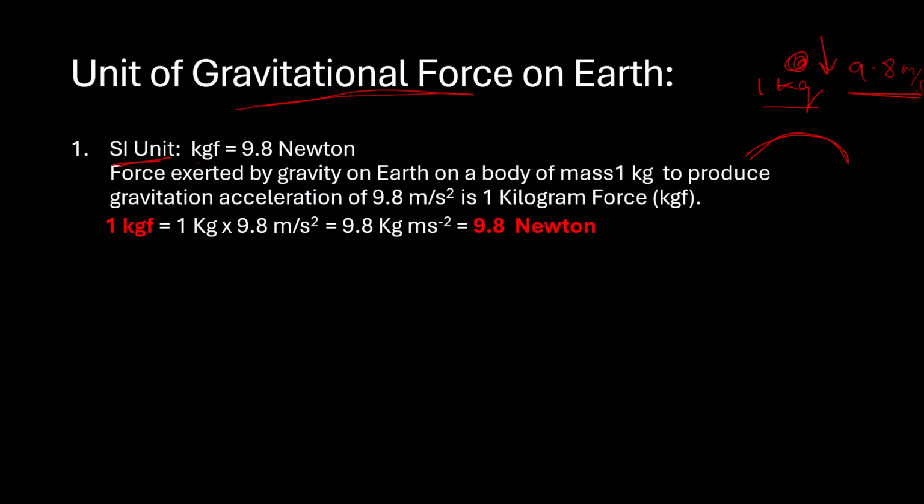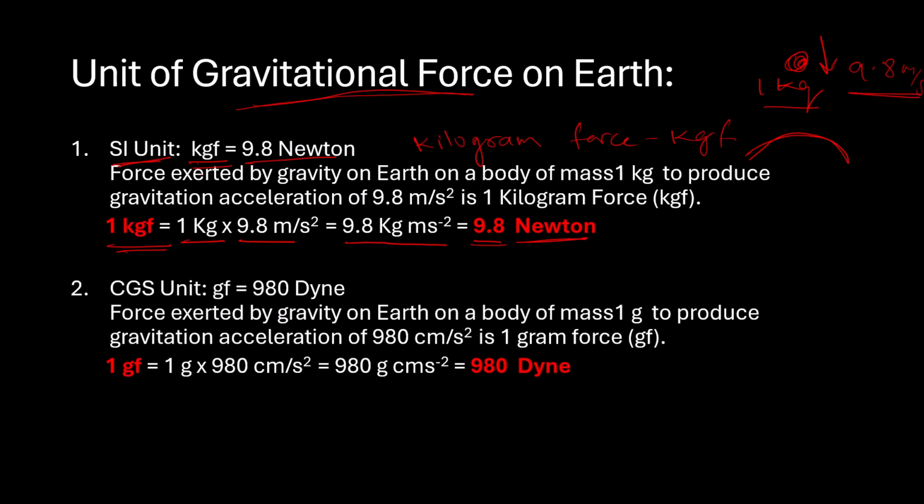1 kilogram force. So the SI unit of gravitational force is kgf, which is kilogram force. So 1 kgf is 9.8 Newton, right? I have already explained it. So we can calculate what 1 kgf is. The mass of that body is 1 kilogram, and the acceleration which arises is 9.8 meter per second square. So the total force required is 9.8 kilogram meter per second square, which is nothing but 9.8 Newton. So 1 kgf is 9.8 Newton. Clear? So we'll understand it in CGS unit also.